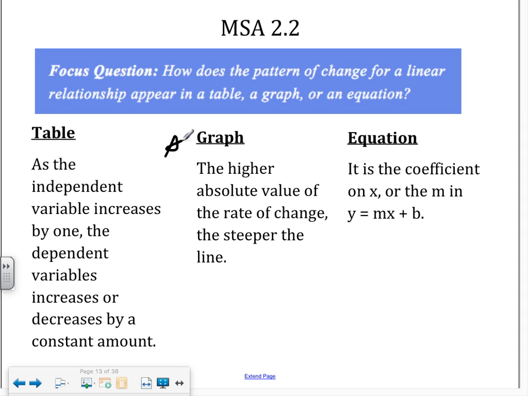The only thing I want to note for the graph is that we talk about the higher the absolute value, the greater the rate of change. So if it's positive, the higher the number, the steeper the line. If it's negative, it's the higher the absolute value.